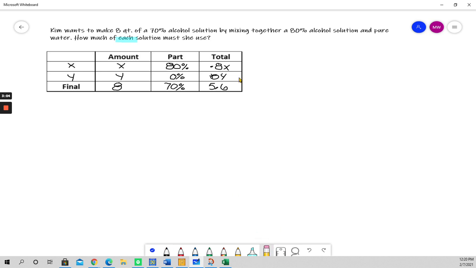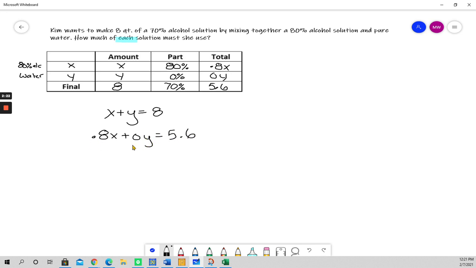So let me make this prettier right here. So Y is the water, and X is the 80% alcohol. So I have 2 equations now. X plus Y has to equal 8, or my 8 quarts. And by mixing X plus Y, I need 5.6 quarts of it to be alcohol. So 0.8X plus 0Y has to equal 5.6.